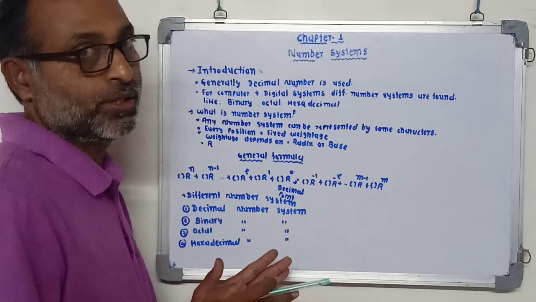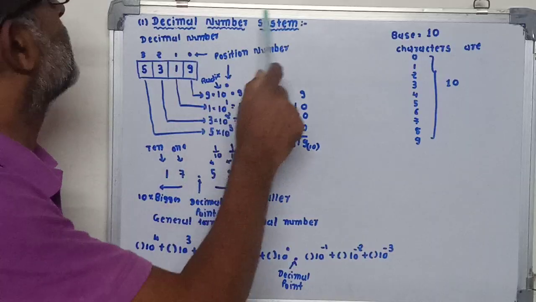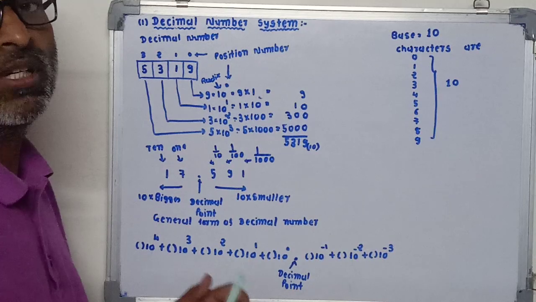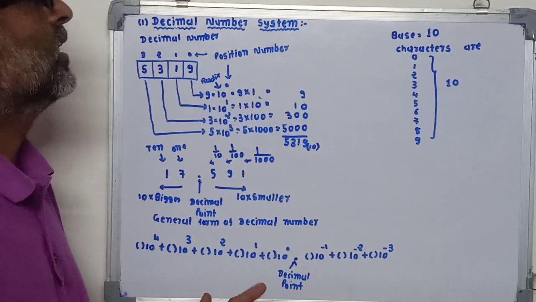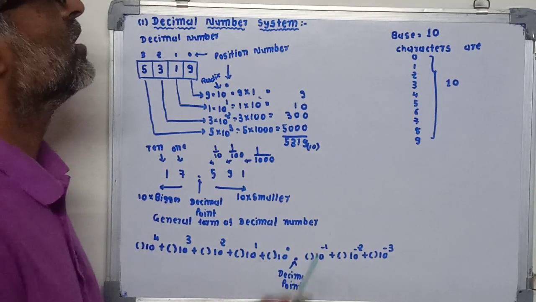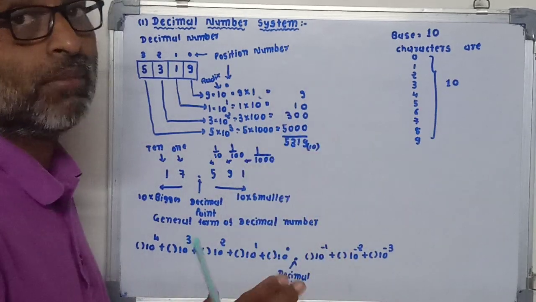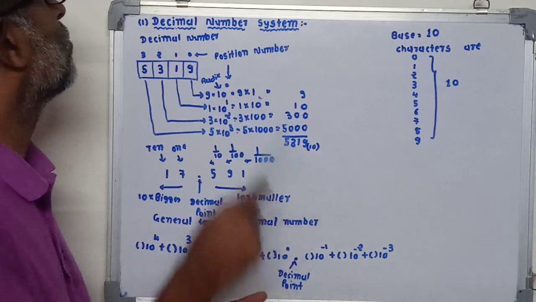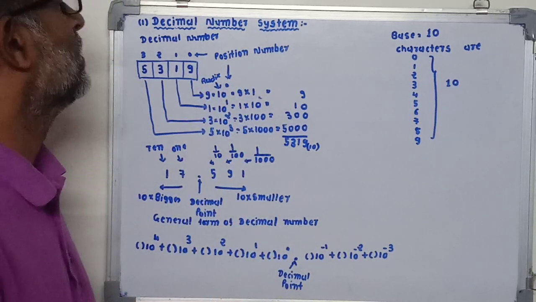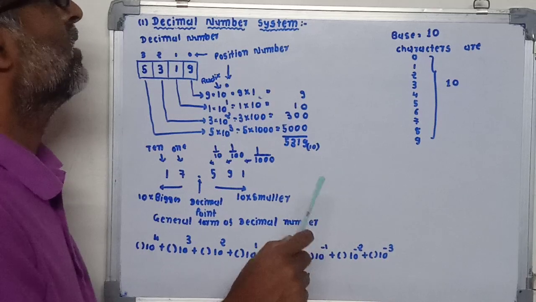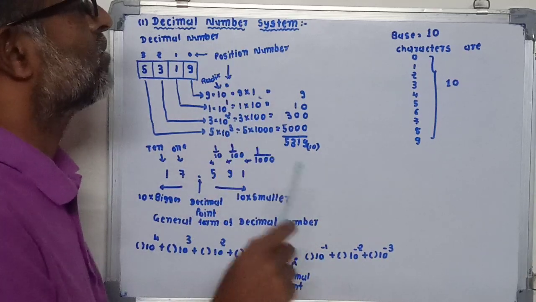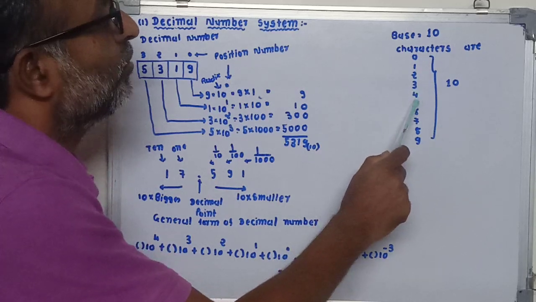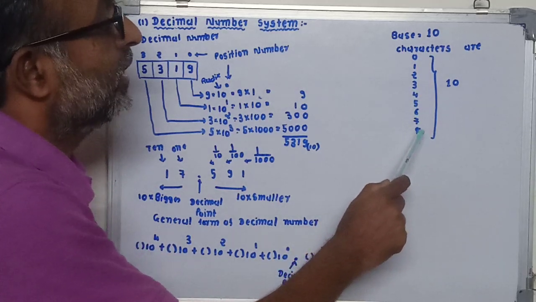Decimal number system. This decimal number system has radix or base 10 and it uses 10 characters. Remember, 10 characters or digits. That's why it is called the decimal number system. The characters used for this decimal number system are 0, 1, 2, 3, 4, 5, 6, 7, 8, 9.